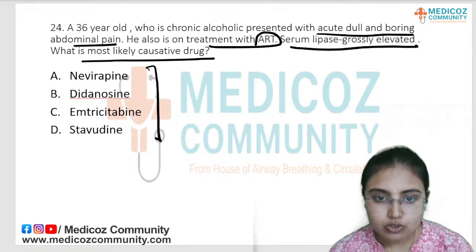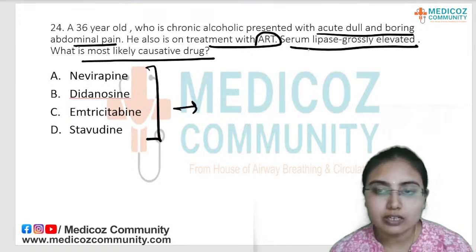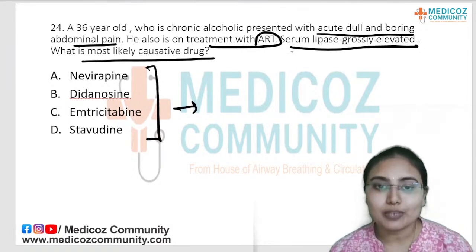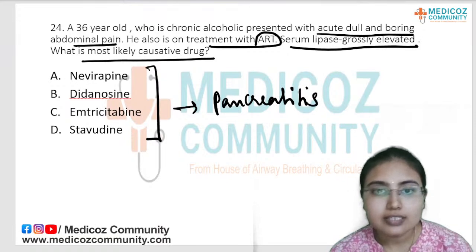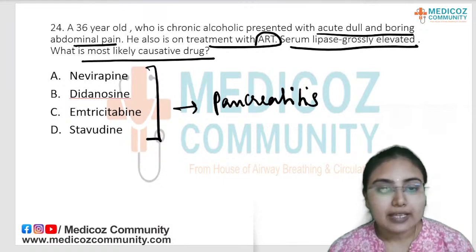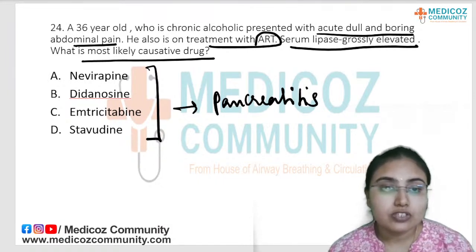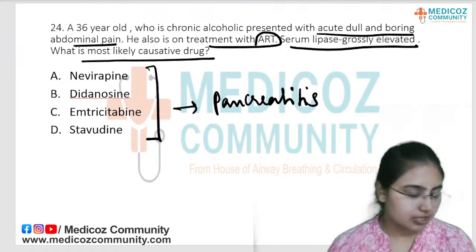Which drug is the culprit here, which is causing this abdominal pain? So what is the abdominal pain? It is pancreatitis. Simple, because serum amylase is increased and he's a chronic alcoholic, the lipase is grossly elevated. Okay. So pancreatitis is the side effect of which of these drugs? Can you guess? Please tell me in the chat box.